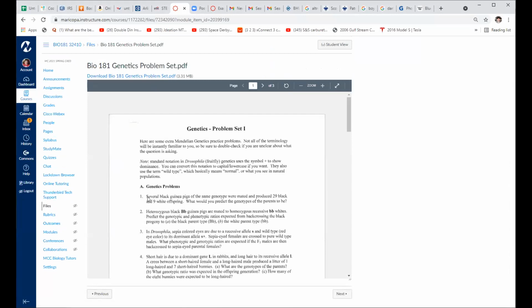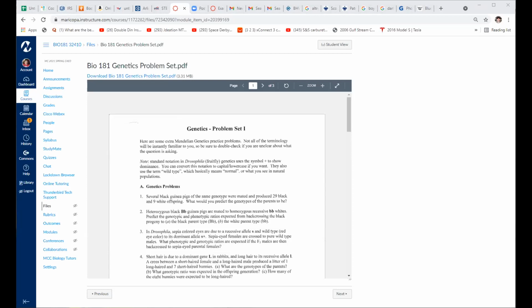So one of the things that I wanted to address is this: several black guinea pigs. I'm going to rewrite this, and then we'll do this practice problem real quick, and then I'll end the lecture. Several black guinea pigs of the same genotype. So we know that they're black, and we know that they have the same genotype. That means they've got to be big B, little b, or big B, big B. I'm just writing this down, and I'll share it in a second.